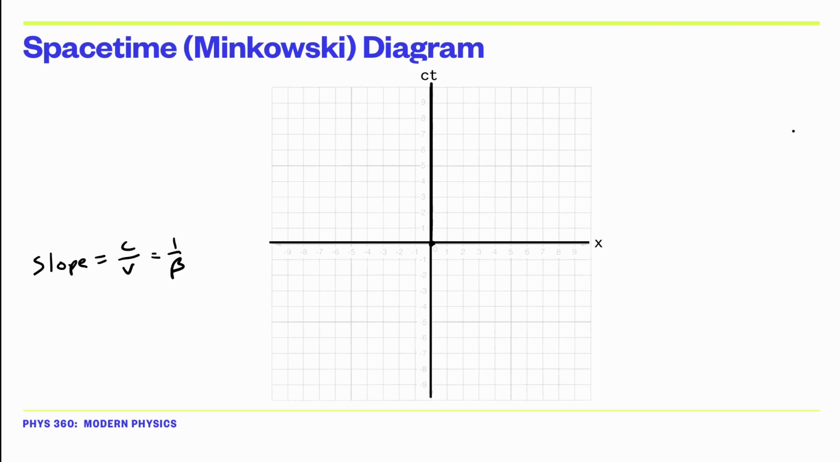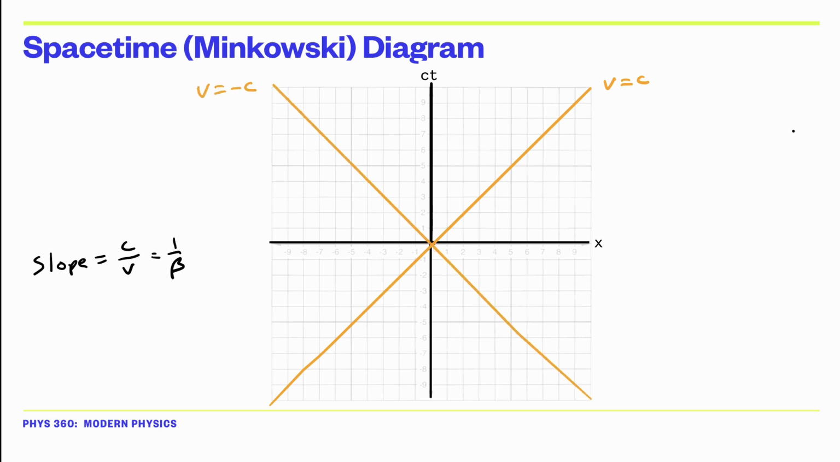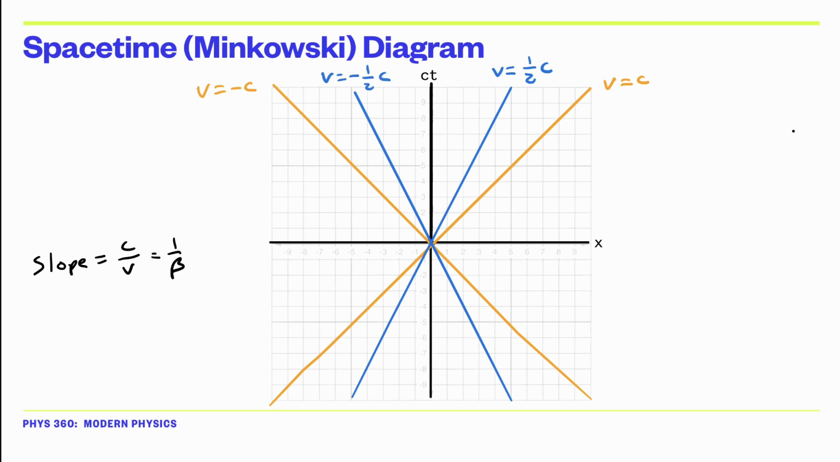A light ray moving along the positive x-axis will have a slope of +1. A light ray moving in the negative x direction will have a slope of -1. Lines with an absolute value of the slope greater than 1 correspond to objects moving slower than the speed of light. In this case, the slope is 2, and so the velocity will be 1/2 the speed of light. This world line has a slope of -2, and so its velocity will be -1/2 the speed of light.